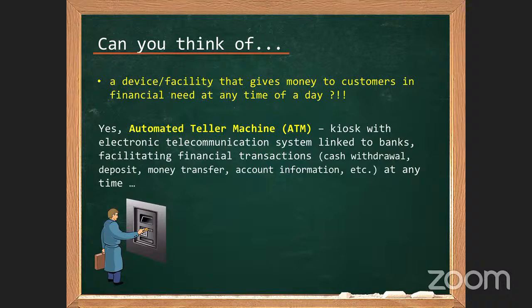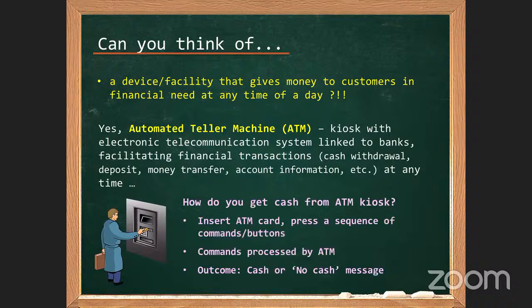But how does an ATM function? How do you get the cash from these machines? You must have a debit card or a credit card. You go to the machine. There's a slot where you can insert your ATM card, and then you have to press a sequence of PIN numbers or buttons, and then the ATM processes all those sequences of commands or buttons that you pressed, and then you get the cash. In case the machine runs out of money, it gives you a small message, no cash or come later.